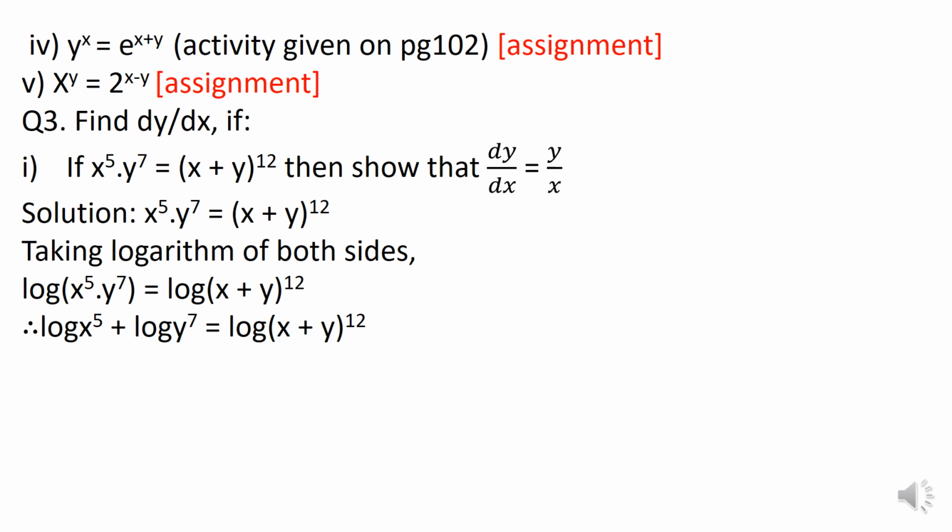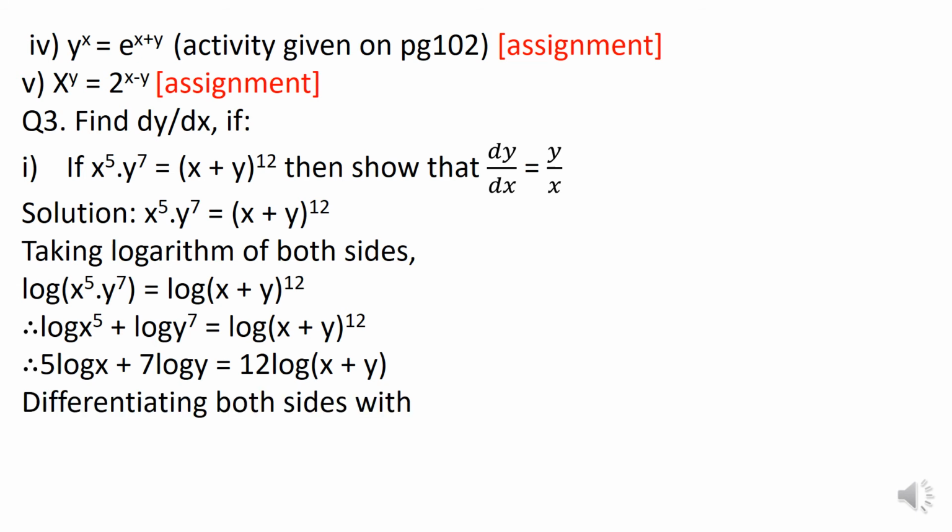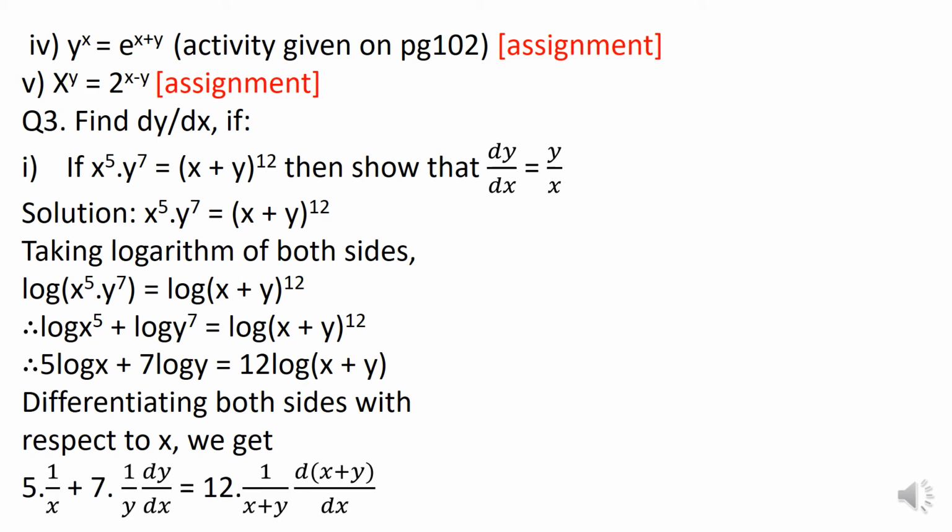Then the power of a logarithm can be multiplied to the log and mean the same thing. So log x raised to 5 becomes 5 log x. Similarly, log y raised to 7 we can write as 7 log y. On the RHS we get 12 log (x plus y). Then differentiating both the sides with respect to x, we get 5 into 1 upon x, because the differentiation of log x is 1 upon x. So 5 into 1 upon x plus 7 into 1 upon y dy by dx. Remember the chain rule. It is equal to 12 into 1 upon (x plus y) into again the derivative of (x plus y) with respect to x.